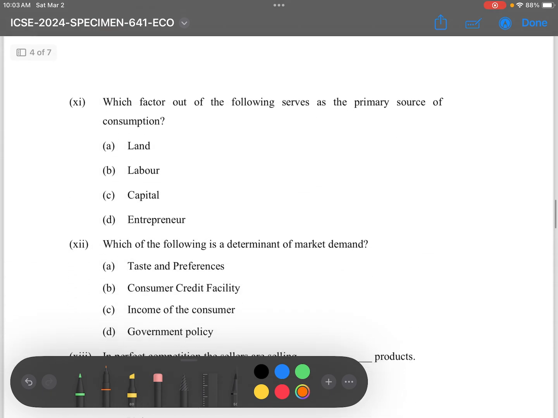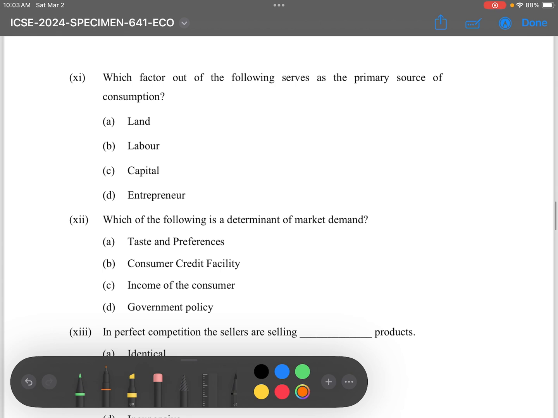Next question is, which factor out of the following serves as the primary source of consumption? Consumption means people who are going to consume goods. Out of this, again, it's a very simple question, but don't make any mistakes. Which factor out of the following, if you remember your circular flow of income from 9th standard? You must have done households and firms. That is your two sector model.